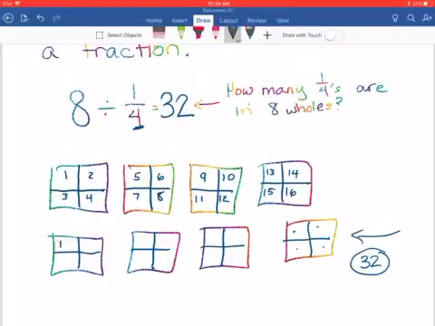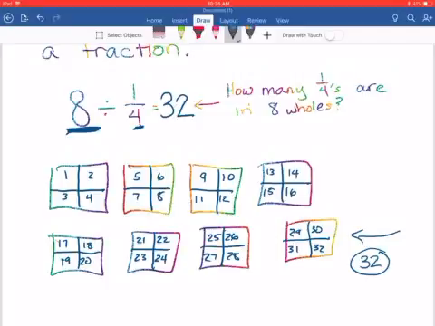And if you're not sure how I got that, just keep going. 17, 18, 19, 20, 21, 22, 23, 24, 25, 26, 27, 28, 29, 30, 31, 32. 32 quarters will give me 8 whole pieces.